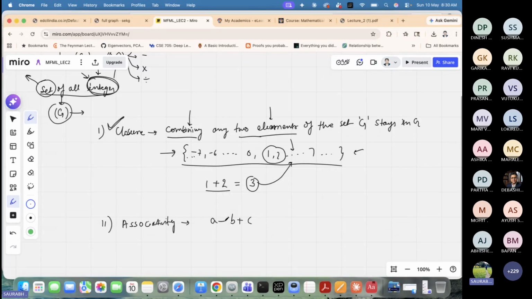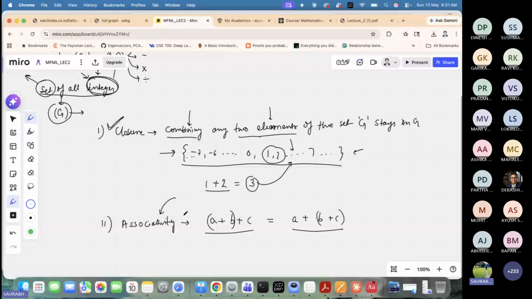It doesn't matter how we group them or in what order we combine them. We first add A plus B and then add the result to C. It is exactly equal to first combining B plus C and then adding the result to A. So the order of combination doesn't matter. If that doesn't matter, it's called associativity.